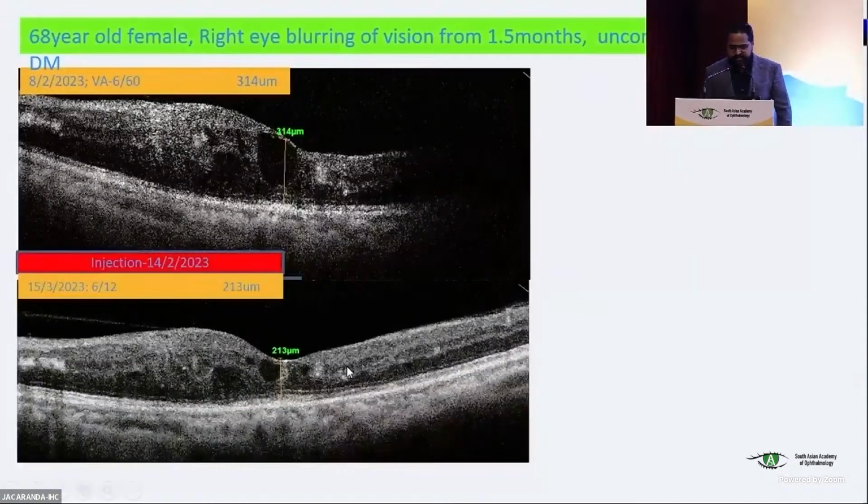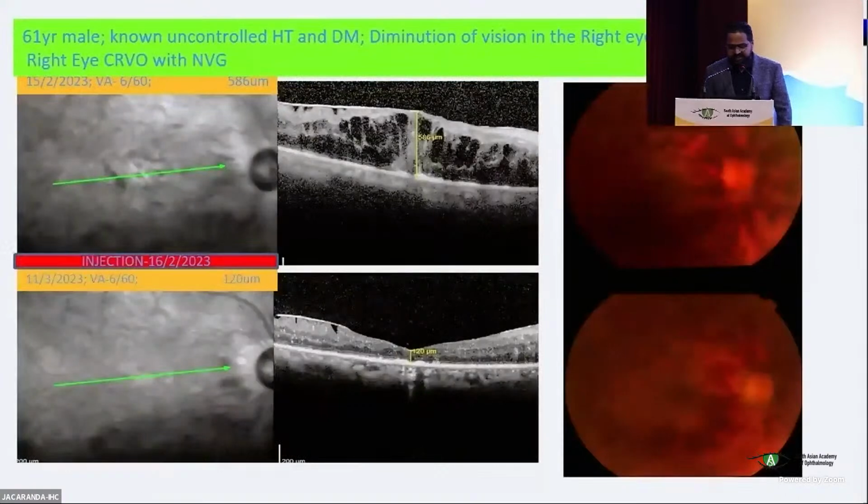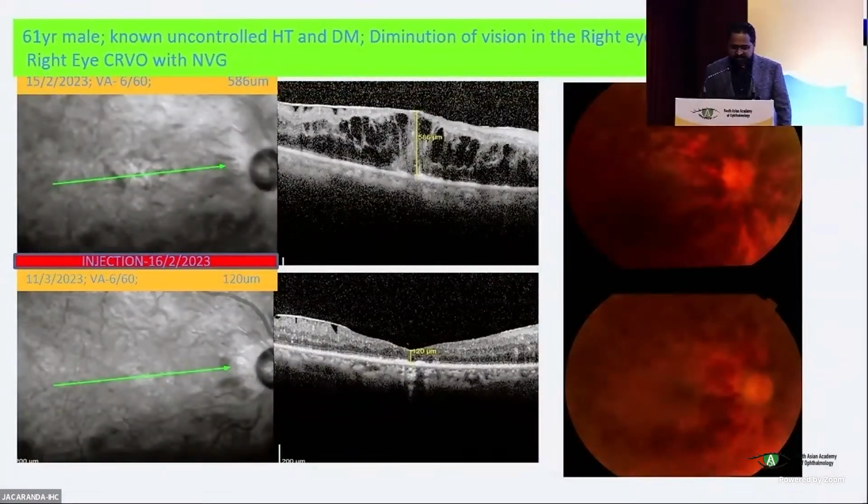Vision became 6/6. And this is the last patient, which is a patient of RVO with intraretinal edema, and post-injection, there is a reduction. And this is the patient of ischemic CRVO, and post-injection, almost all the fluid has gone after a single injection.